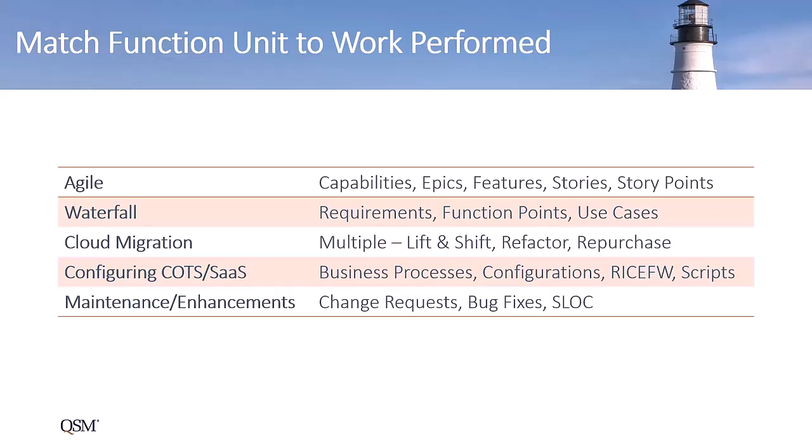Configuring COTS packages or SaaS systems, we see business process configurations, the familiar RICEF objects, which stands for reports, interfaces, conversions, extensions, forms, and sometimes W for workflows. And then in maintenance and enhancement work, change requests are pretty common, along with line of code counts and some sort of bug fix. These are not rules or standards. You may be configuring a package using agile methods, so you have options. We find that using business processes and RICEF objects is more intuitive for users and business personnel, thus facilitating communication. It may be the better choice if you're new to agile.